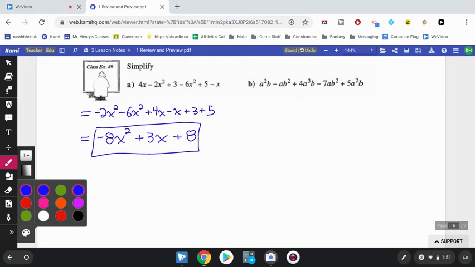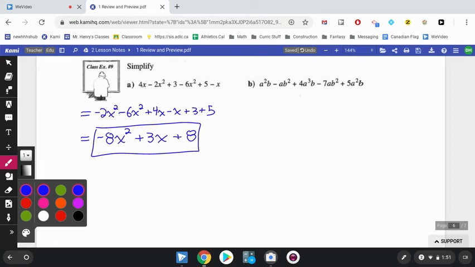Sometimes I won't give you an add subtract. Sometimes I'll just give you a simplify. Okay, the next one. A squared b minus ab squared plus 4a cubed b minus 7ab squared plus 5a squared b. This is a tricky one. Okay, this one's a little bit weird, but ultimately I can figure it out.